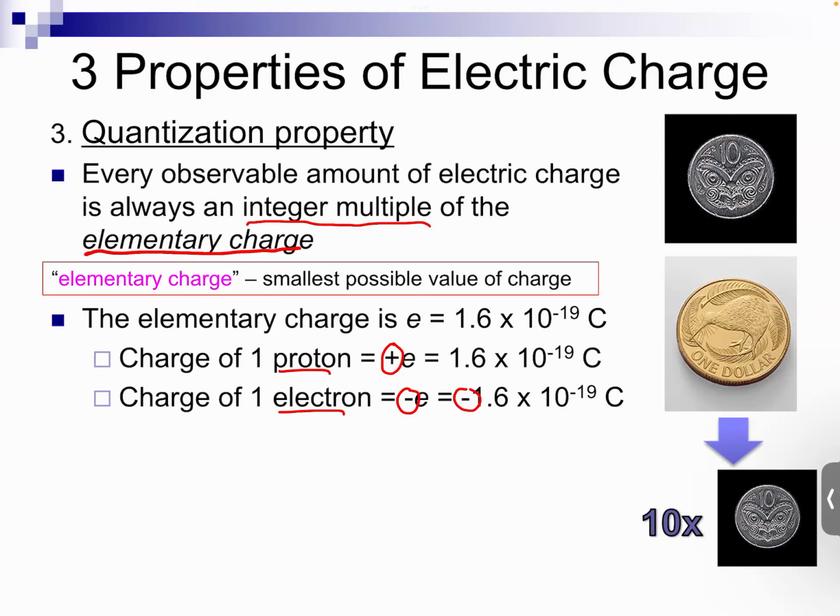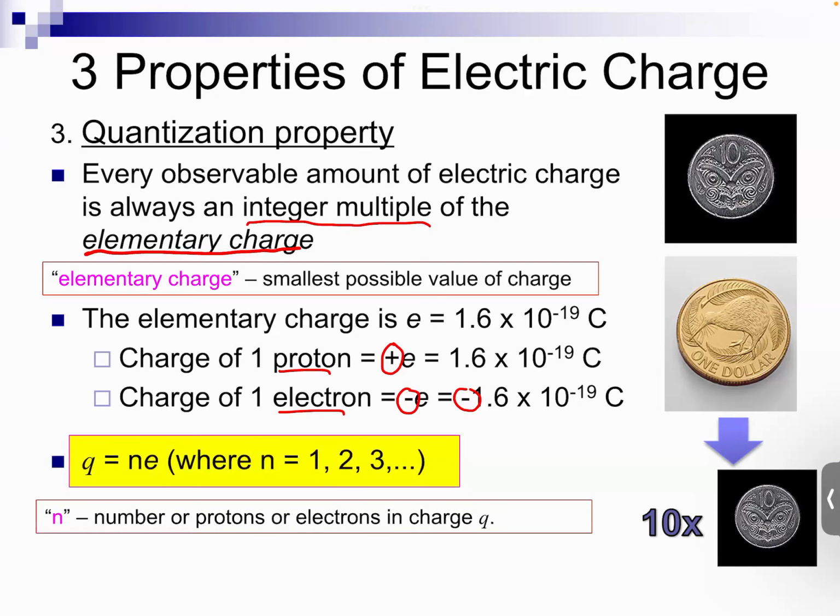So if we put the quantization property in an equation, then we have Q equals NE, where Q is the amount of charge, E is the elementary charge, and N is an integer. So any amount of charge Q is an integer multiple of the elementary charge E.